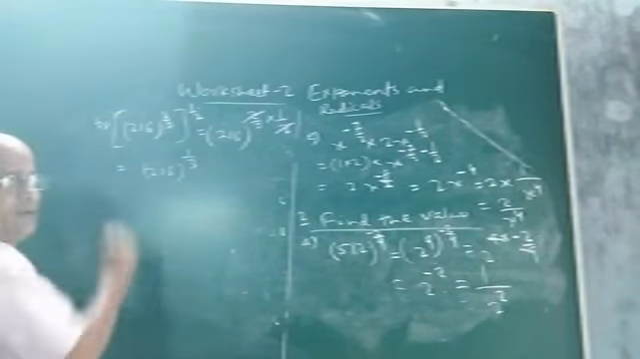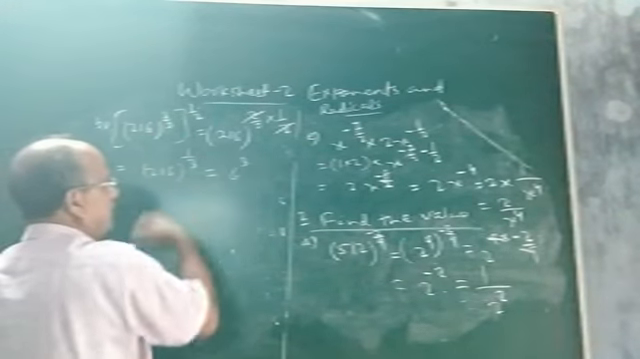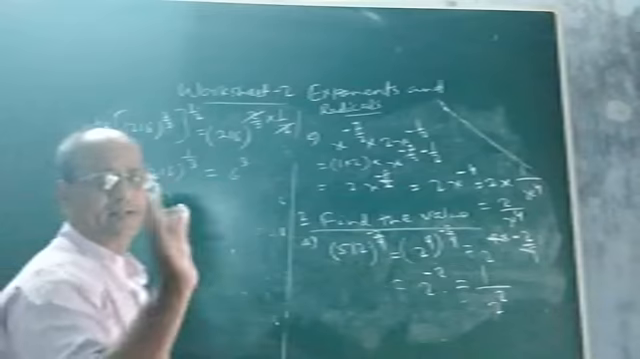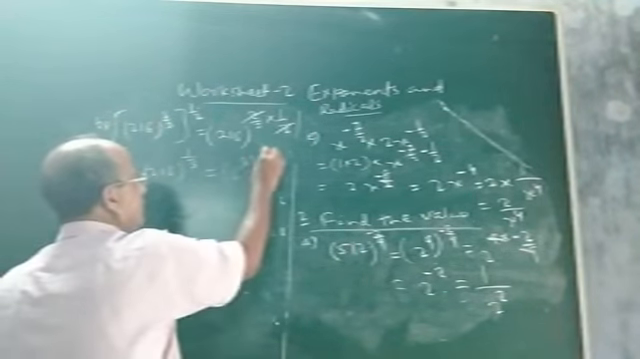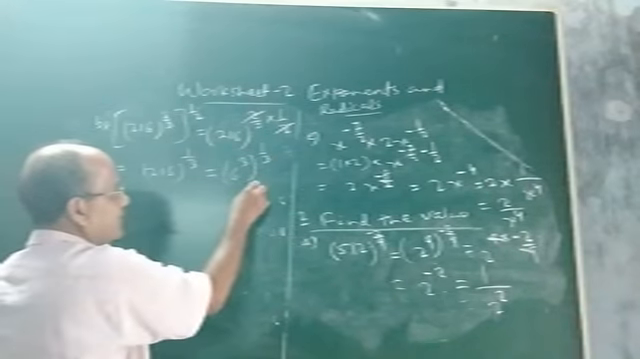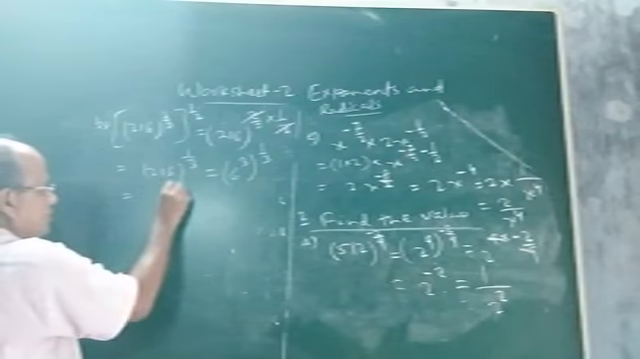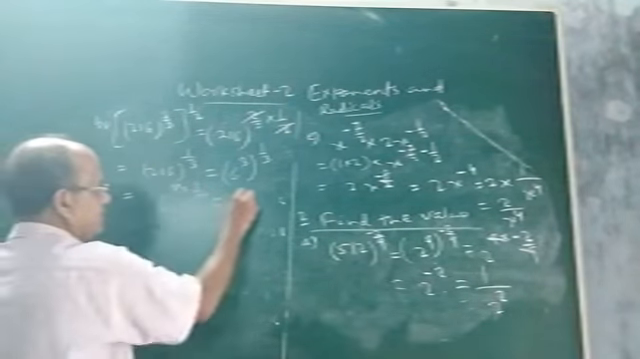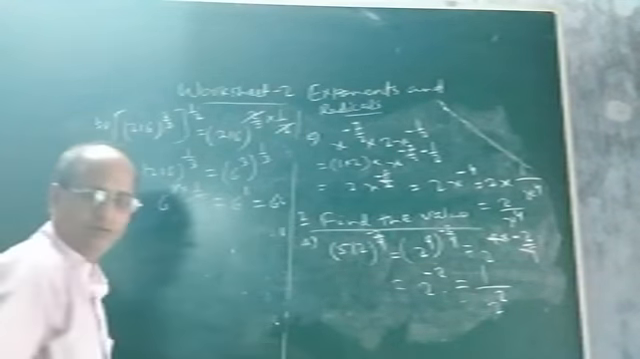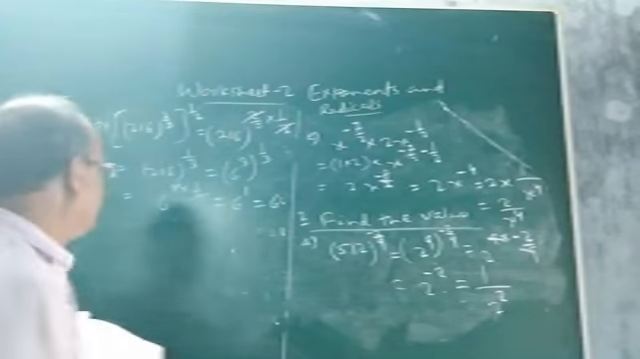Now look at this 216. It can be written as 6 to the power 3, because 6 multiplied 3 times will give you 216. So this will be whole to the power 1 by 3. Now you omit this bracket by multiplying 3 and 1 by 3. So it will be 6 to the power 3 into 1 by 3. So 3 cancel. 6 to the power 1 means it is 6. Okay. So like this you will do number B.